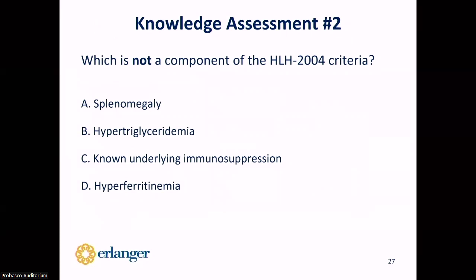So that brings me to knowledge assessment 2, which is not a component of the HLH 2004 criteria. Is it A, splenomegaly, B, hypertriglyceridemia, C, known underlying immunosuppression, or D, hyperferritinemia? I'm using this as my water break. The answer is C, known underlying immunosuppression. So if we think about the difference between the HLH 2004 criteria and the H score, known underlying immunosuppression was one of those great additions that was more targeted towards our secondary HLH patients.